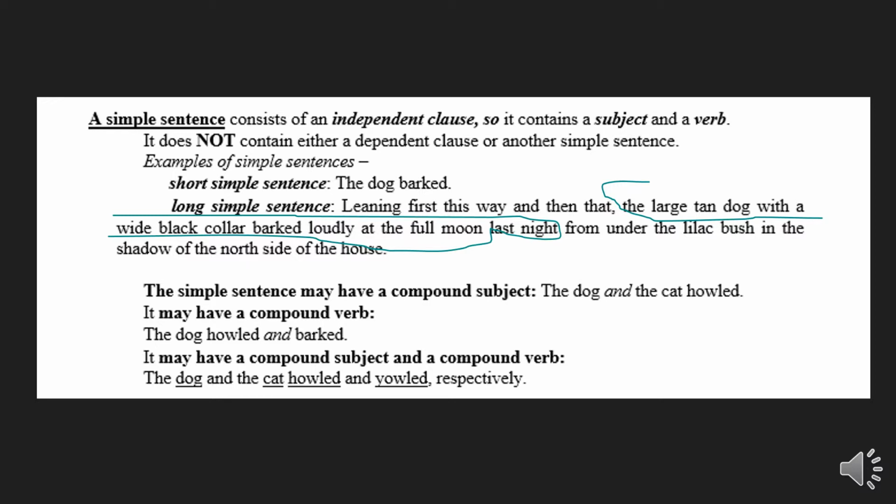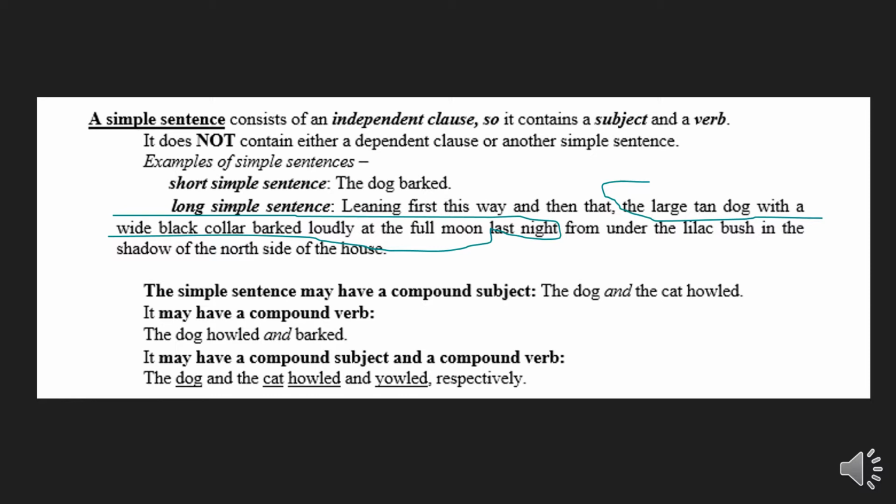So even though the sentence is way longer, it's still a simple sentence because it has one subject and one verb. So down here, we can look at the simple sentence may have a compound subject, so it could be the dog and the cat howled, and it could have a compound verb. It could be the dog howled and barked. It may have a compound subject and a compound verb. The dog and the cat howled and yowled respectively.